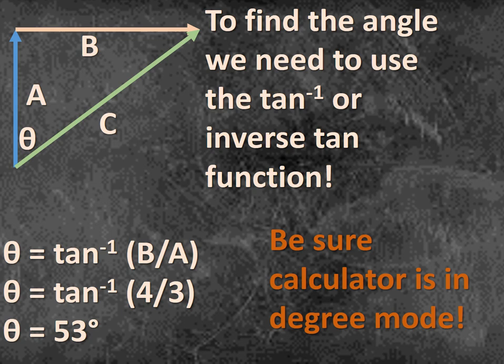To find the angle, however, we need to use the inverse tangent function. So theta is going to be equal to the inverse tangent, and you can just use that inverse tangent key on your calculator, of b divided by a. We use the sides 4 and 3 because 4 is the opposite side, 3 is the adjacent side, and that gives us an angle of 53 degrees.